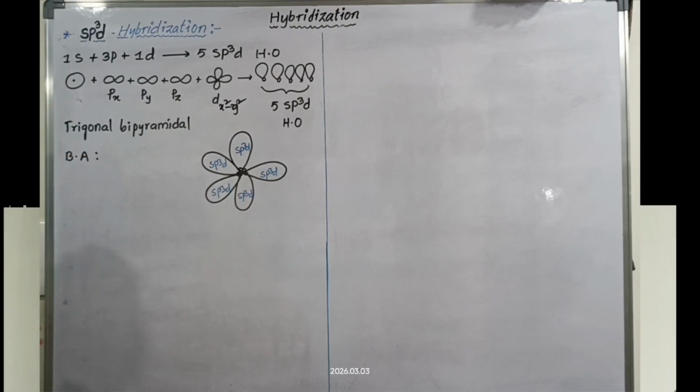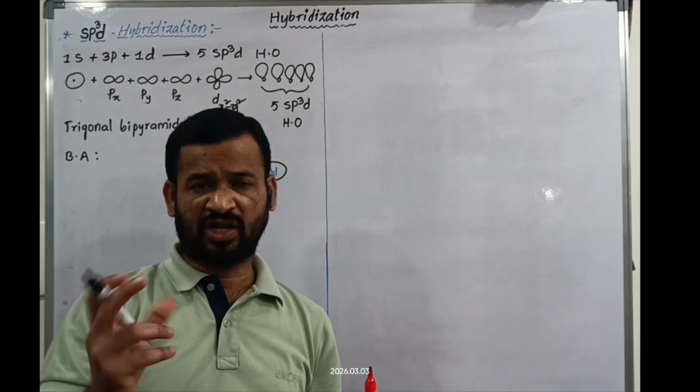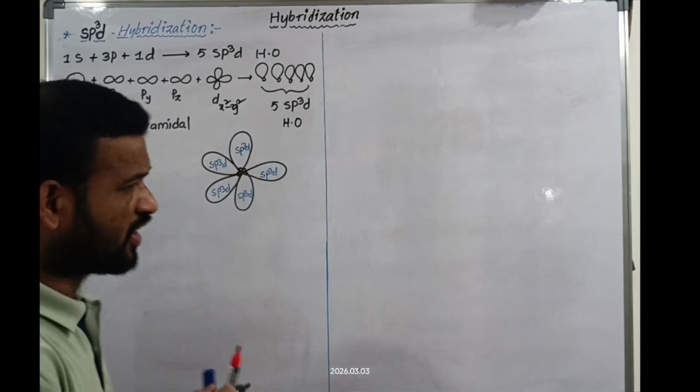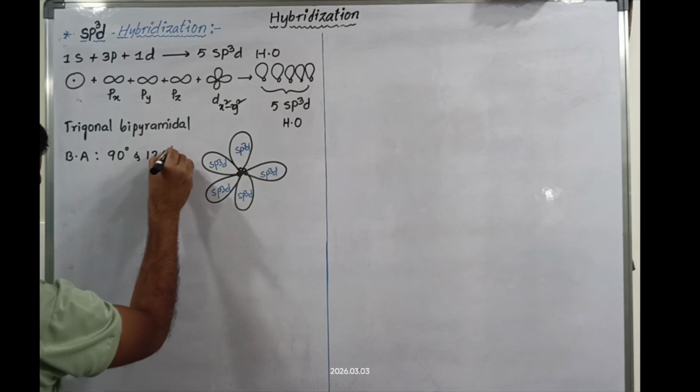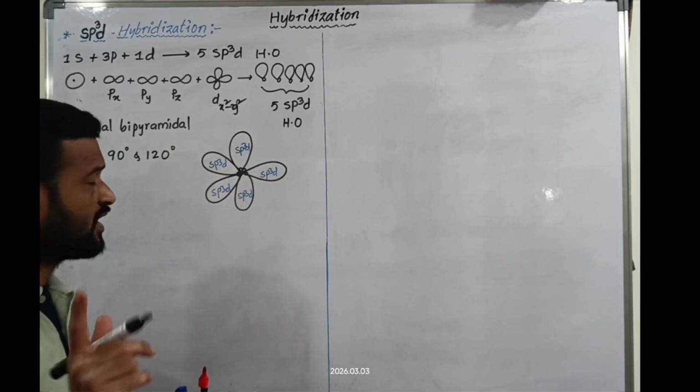Here the sp3d hybridization molecule contains two kinds of bond angles. They are 90 degrees and 120 degrees.